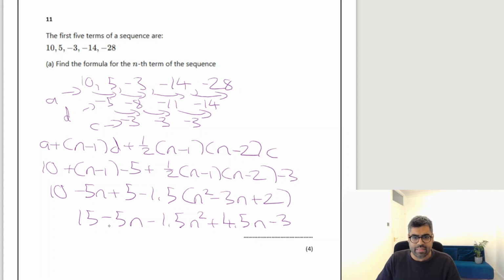And then finally, let's bring our minus 1.5n squared to the front, and let's simplify everything else. So we get minus 0.5n, and then we have 15 minus 3, which is plus 12. It's always worthwhile taking potentially the third term, putting 3 into your formula, and seeing if that gives us an answer of minus 3. In this case it does, so we can move on to the next question.